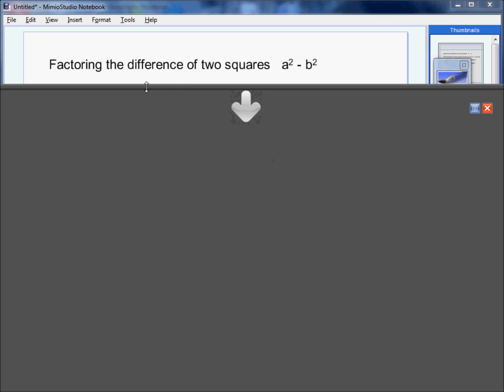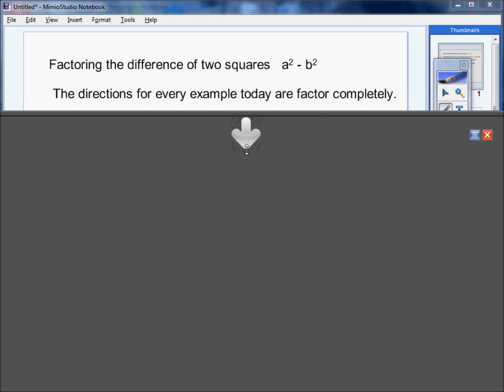We have two key words in here. We have difference. Alvin, what does difference mean? Subtraction. And squares means two by two, two's for the exponent, to the second power. So when you're trying to factor the difference of two squares, this is not a trinomial anymore, it's a binomial. It's a special type of binomial.